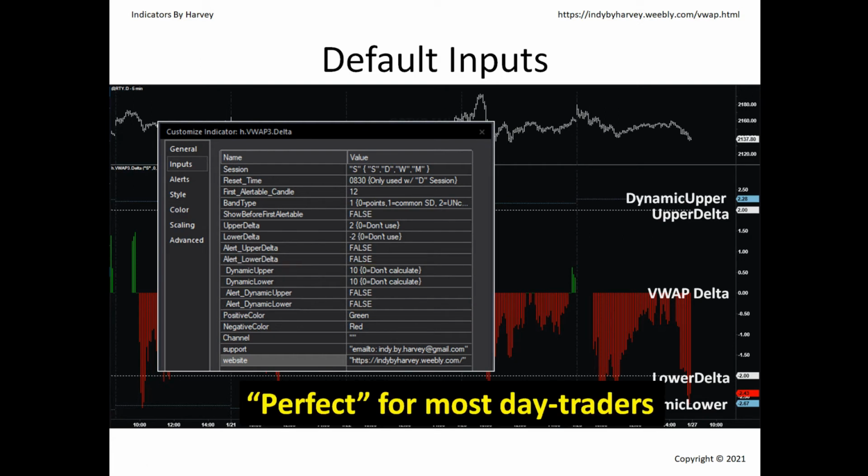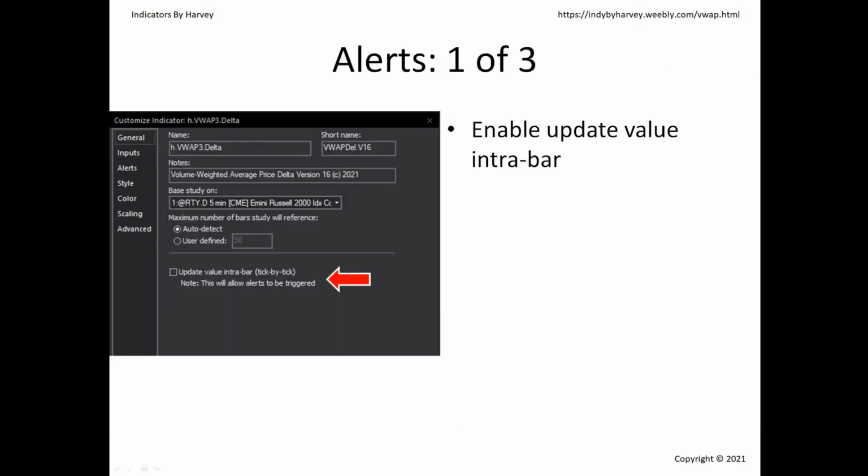As I said earlier, I think the default input values are perfect for most day trade opportunities and usages. I think the ability to generate alerts when price makes an excursion above or below the different deviation bands is a key feature of this product. So let's take a look at how you turn alerts on to get the most timely delivery of the alerts. Set Update value intra-bar to on tick by tick on the General tab.